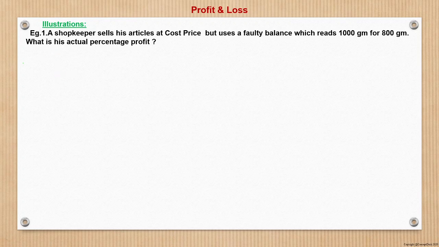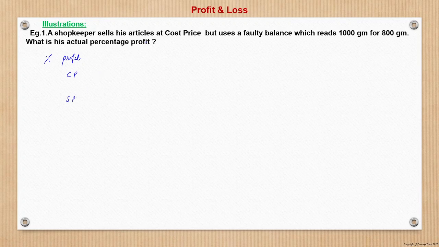So the question is, find the percentage profit. Percentage profit for whom? We know that it is for the shopkeeper. So what is the percentage profit? For that we need to know what is the selling price and what is the cost price, right? What is the cost price for the shopkeeper and what is the selling price of the shopkeeper?